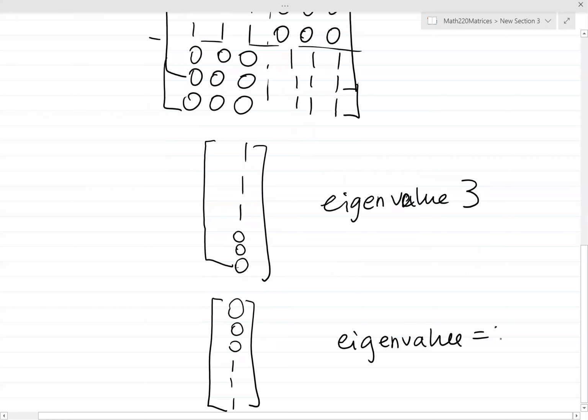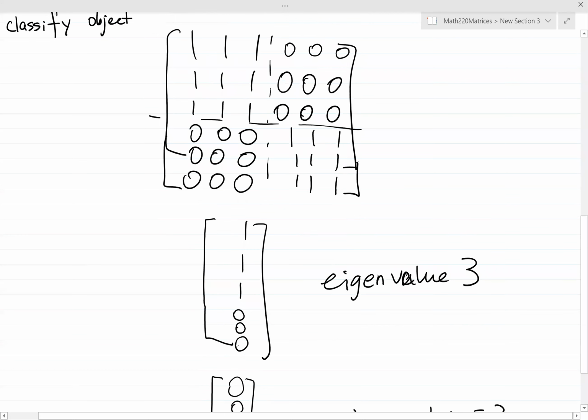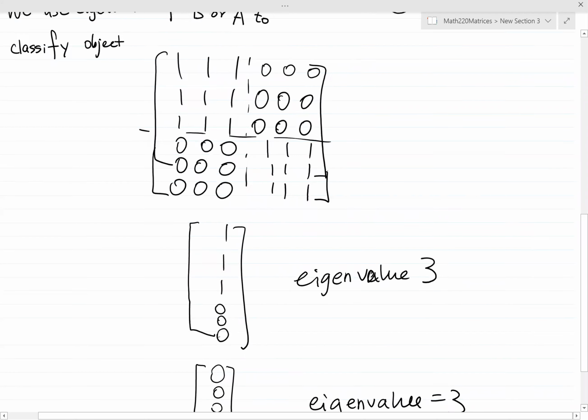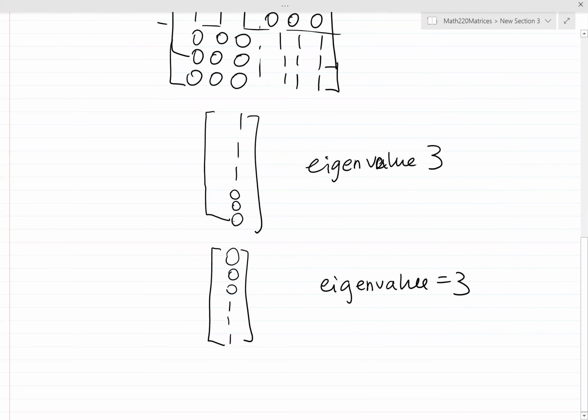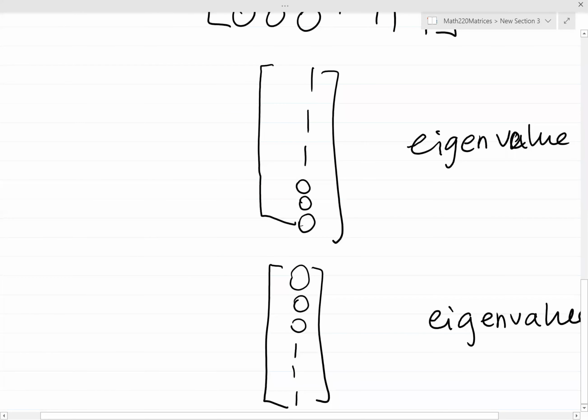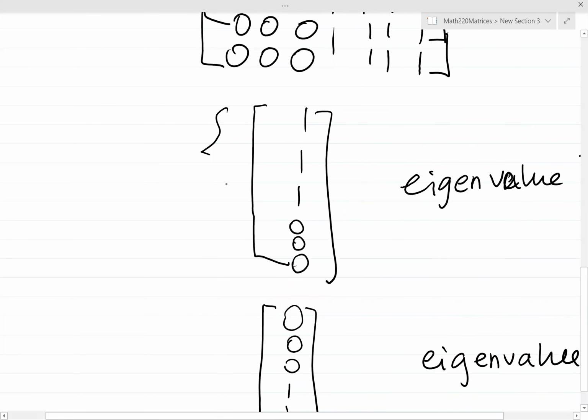Eigenvalue equals 3. You just use the definition of eigenvalue and eigenvector. Now you see what happened. We pre-assume the first three vectors, the first three objects, are similar. Now you see we get a very distinct feature.